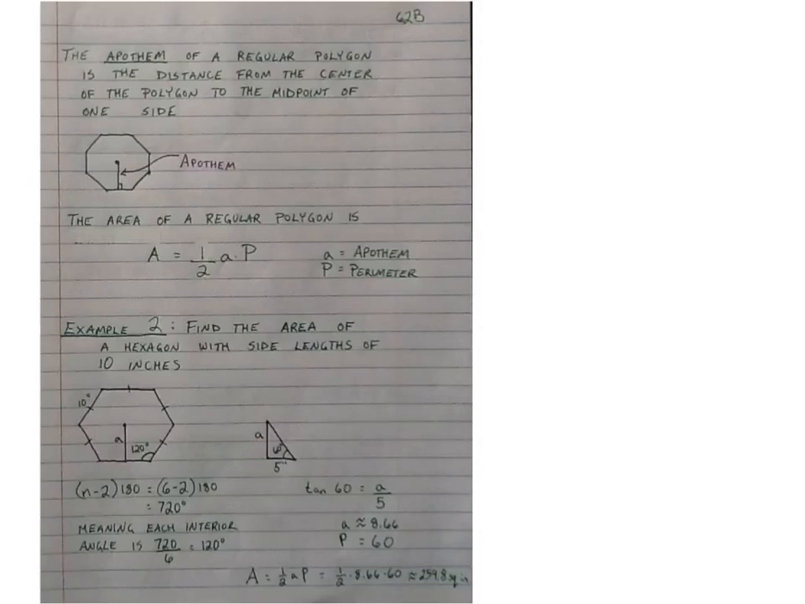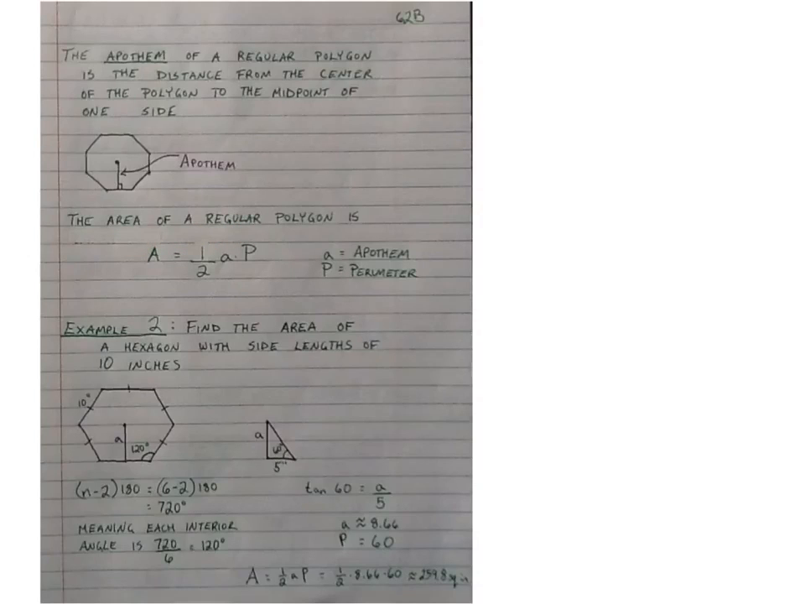On page 62b, we start to discuss how to find the area of a regular polygon. But in order to do that, we first need to know what an apothem is. The apothem of a regular polygon is the distance from the center of the polygon to the midpoint of one side. And once we know that, we can calculate the area of a regular polygon by saying area is 1/2 times the apothem times the perimeter.